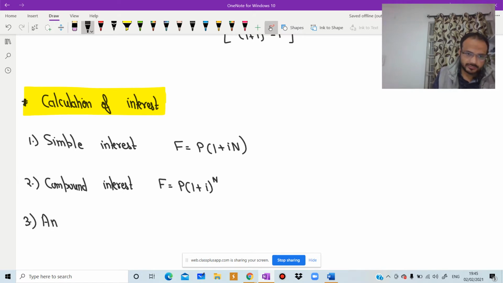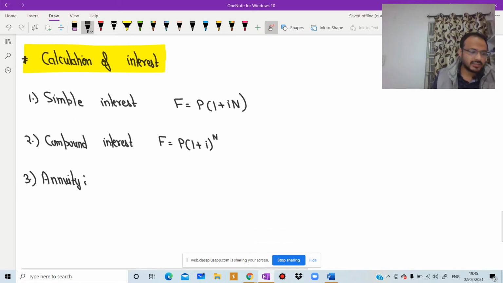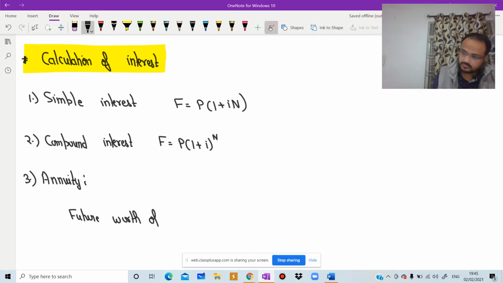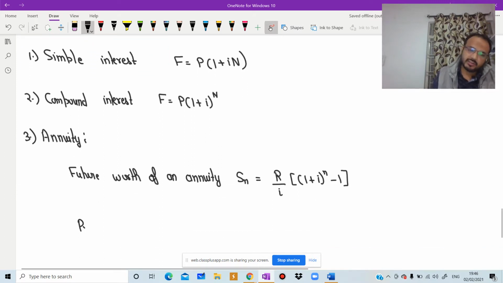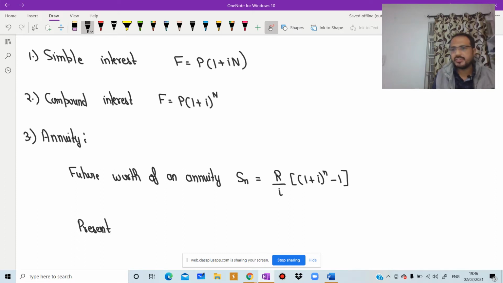Third one is annuity. We have already done this topic in detail. An annuity is a series of equal payments occurring at regular intervals of time. There are two things. One is future worth of an annuity, that is Sn is equal to R by I into ((1 plus I) to the power n minus 1). And one is present worth of an annuity. You need to mug up all these formulas which I am going to discuss.